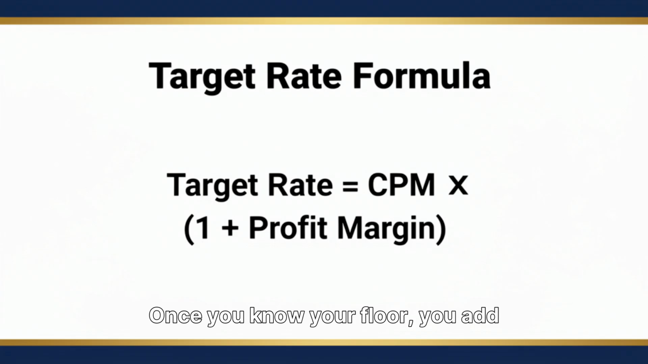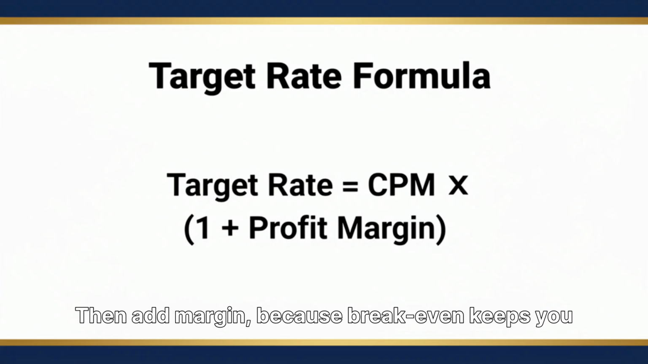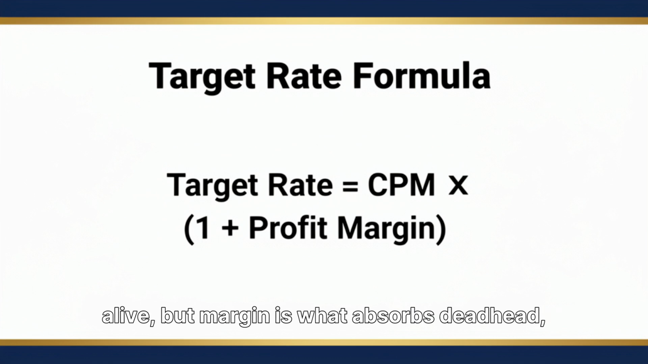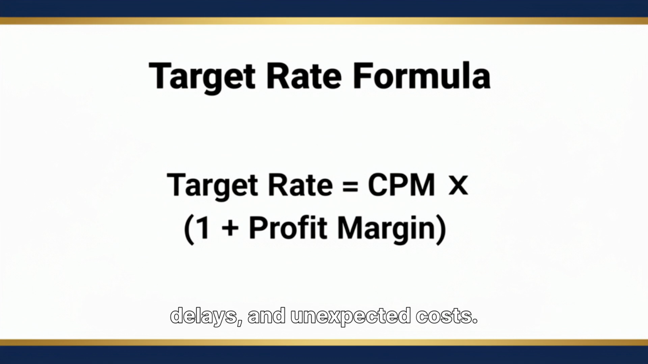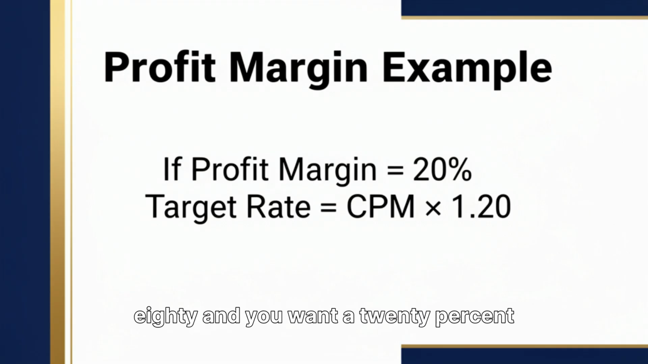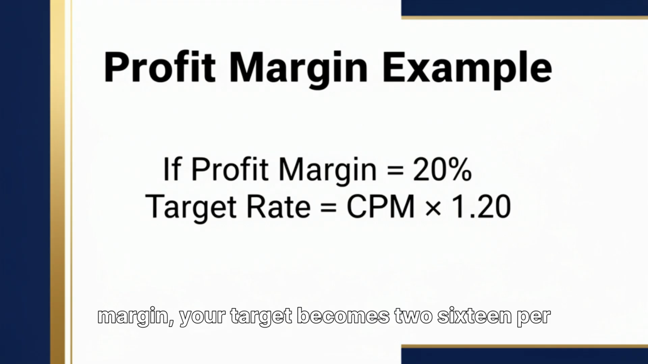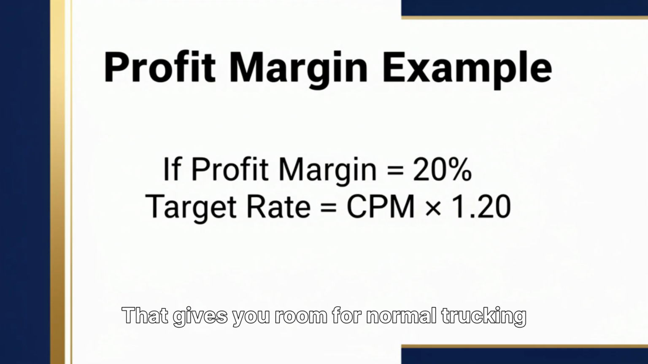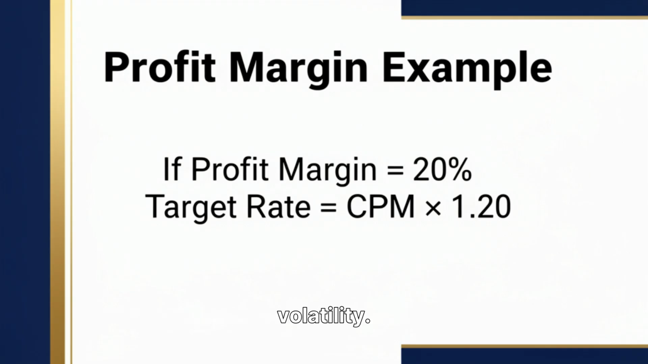Once you know your floor, you add market reality and margin. Use tools like DAT or Truckstop to see recent lane averages. Then add margin, because break-even keeps you alive, but margin is what absorbs deadhead, delays, and unexpected costs. For example, if your CPM is 180 and you want a 20% margin, your target becomes $216 per mile. That gives you room for normal trucking volatility.